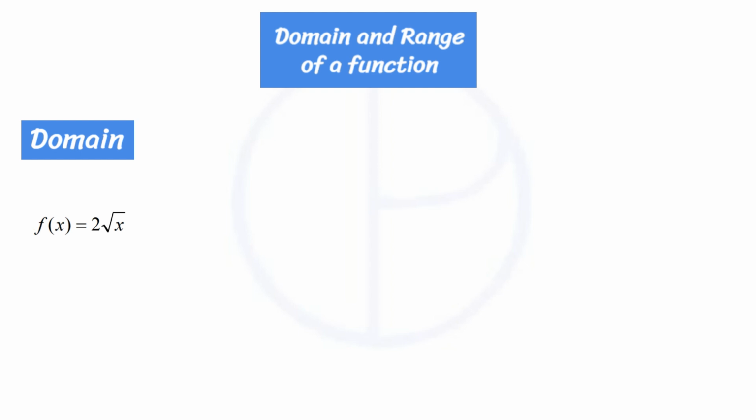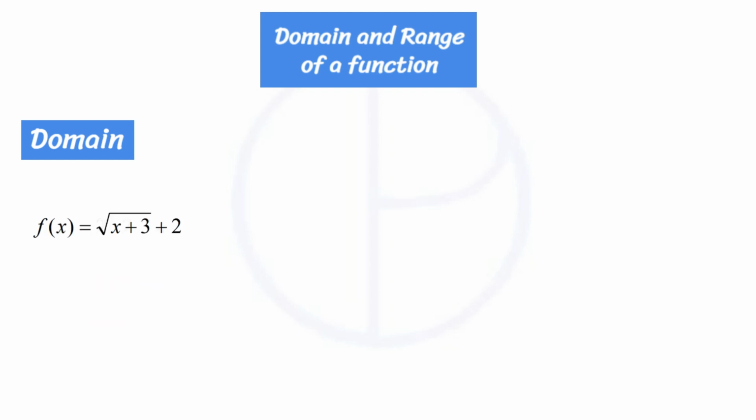Example 1. f of x equal to 2 times square root of x. Inside the square root is x, so x greater than or equal to 0 is the domain. Next, f of x equal to square root of x minus 2. Inside the square root is x minus 2, so x minus 2 greater than or equal to 0. Solving this inequality, we get x greater than or equal to 2, which is the domain of this function.